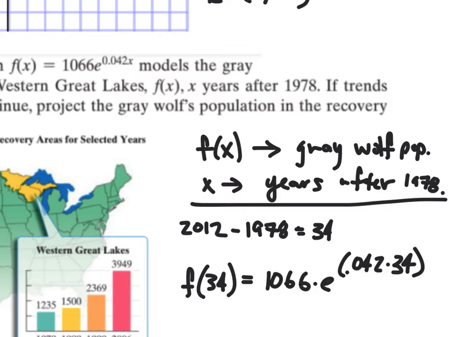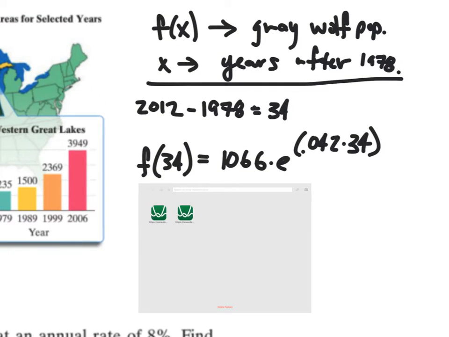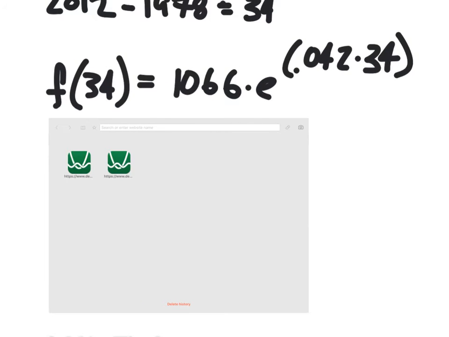Now I'm going to type this into the calculator. This is a calculator question, but it's important that we understand exactly what we are doing. I'm going to type this in just how I see it. So let me open up my calculator here, and let's go ahead and type this in. I'm going to do 1066, and then multiply times, and then go over to ABC, and ABC contains that number e.